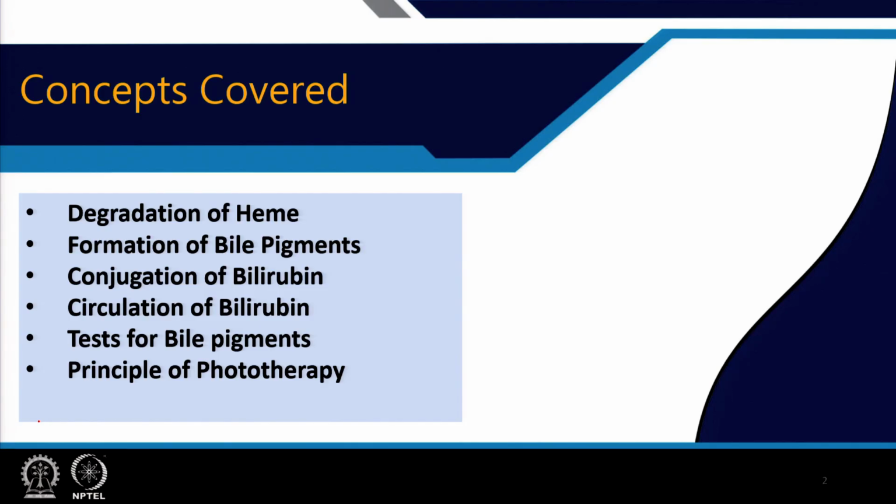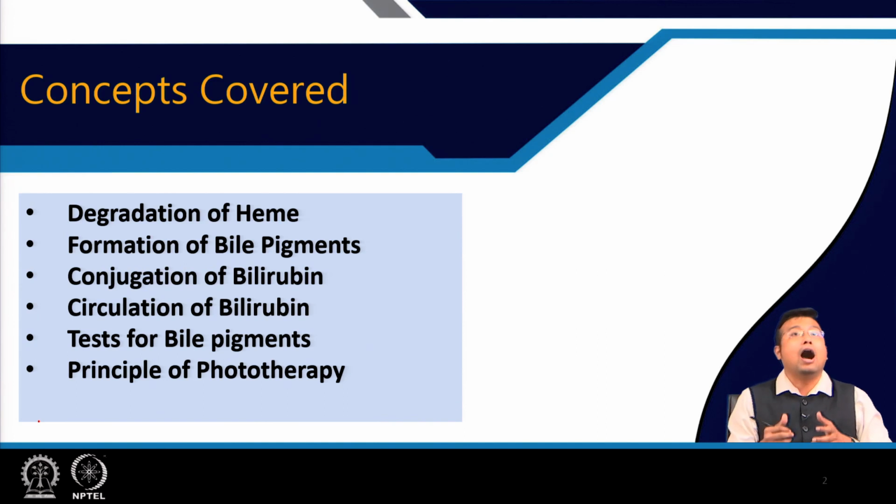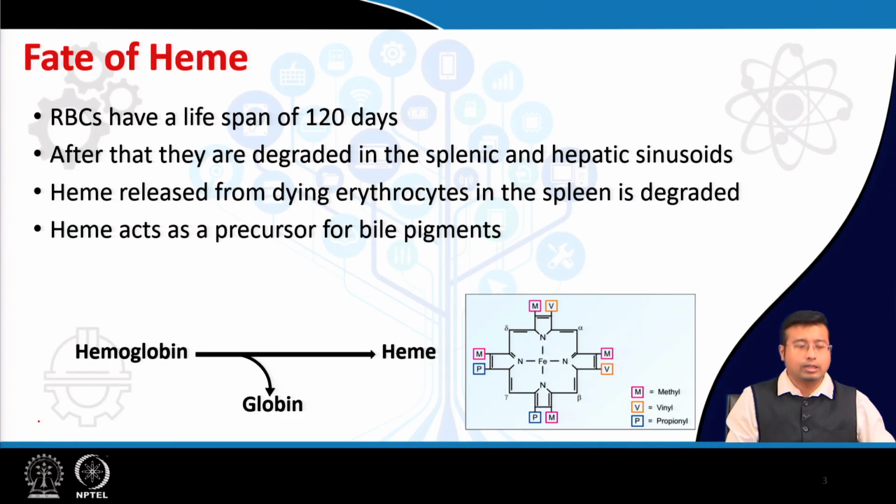So, these are the concepts that we will be covering in today's class: how heme is degraded, how it leads to the formation of bile pigment, how bilirubin gets conjugated and circulated, what are the various tests by which we can detect bile pigment, and we will also briefly discuss the principle of phototherapy, right. So, fate of heme, right.